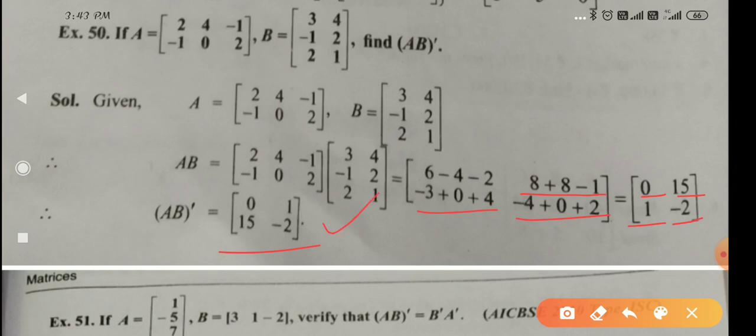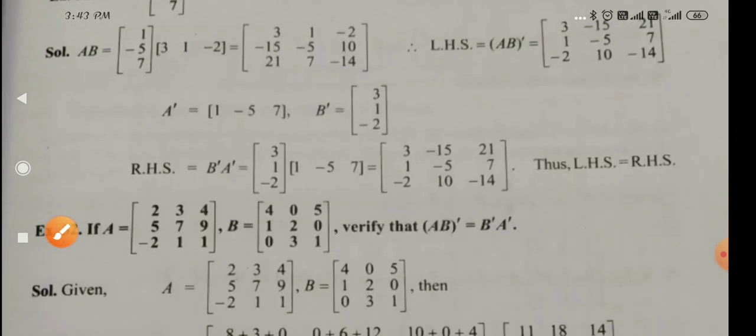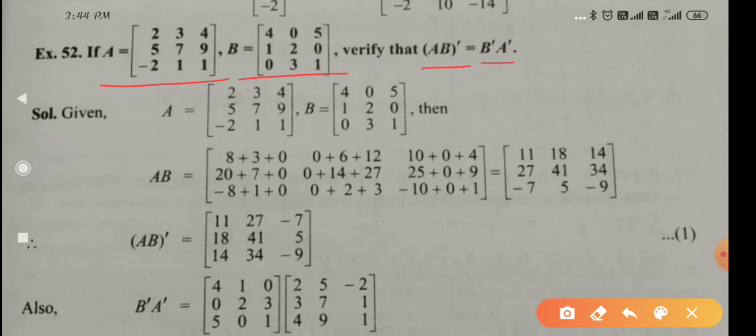Next example, 51 example I am not taking. This 51, both are same, 51 and 52 exactly they are same. So 52 I am taking. You can see 52 example. If A equals this one matrix, B equals one matrix, then you have to show property number 5. Transpose of AB equals transpose of B into transpose of A.